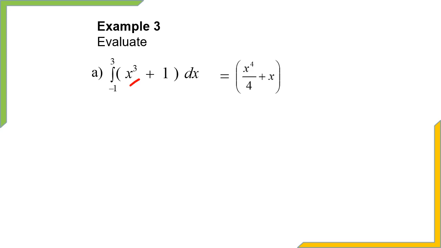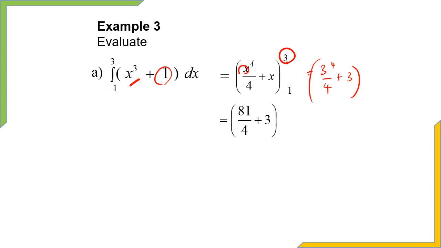It's equivalent to x to the power of 4 over 4. And then integrate 1, we get x. And then put the lower and upper limit. So lower limit is negative 1, upper limit is 3. After that, you can just substitute the value of x for the upper limit first, which is 3 to the power of 4 over 4 plus 3. So we just replace the x.